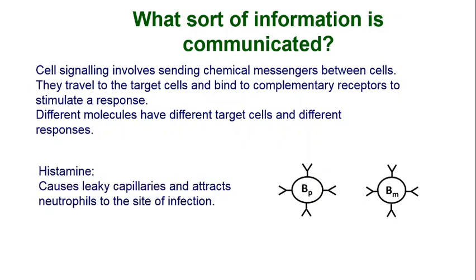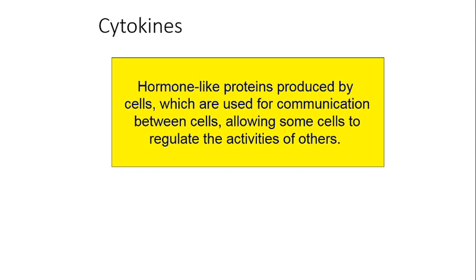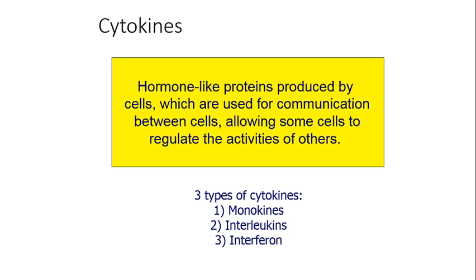One that we've looked at already is histamine. We know that the role of histamine is to cause leaky capillaries and attract neutrophils to the site of infection. So we're going to be looking at a group of chemicals that are called cytokines. These are hormone-like proteins that are produced by cells, and they're used for cell-to-cell signaling, so communication between cells, and they'll regulate the activities of other cells as well. The three types that we'll look at are monokines, interleukins, and interferons.